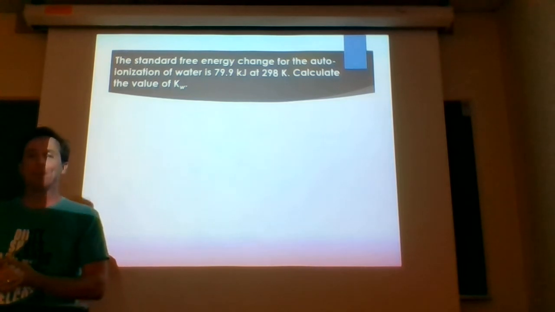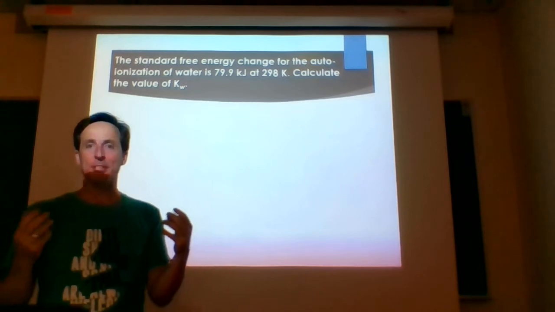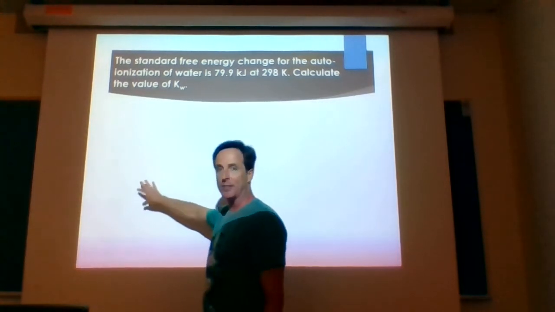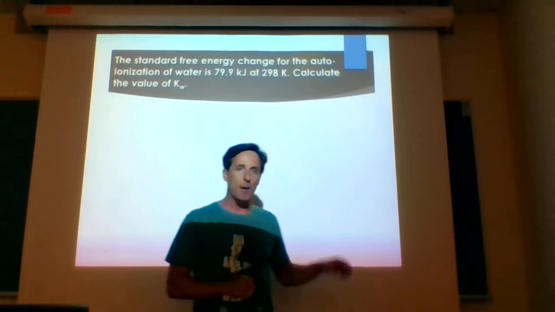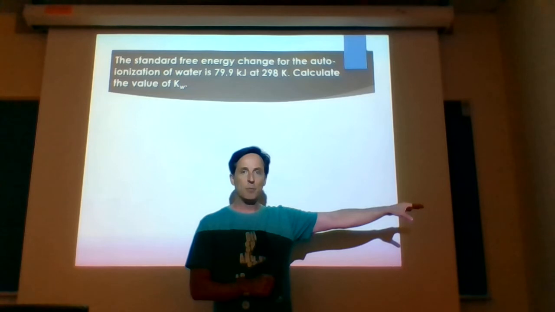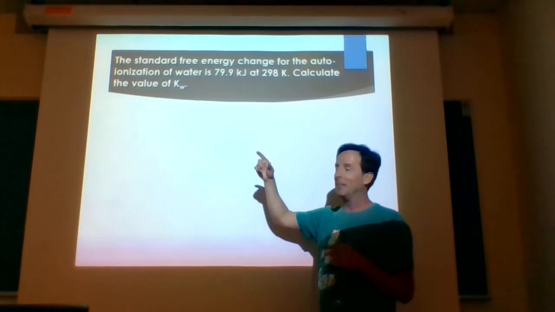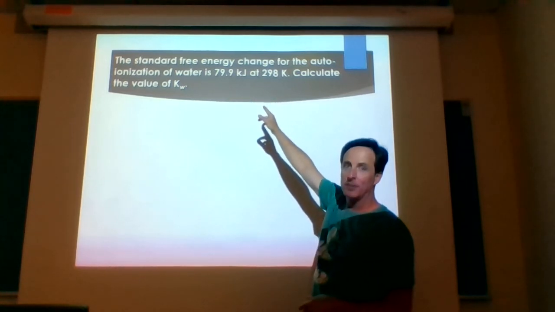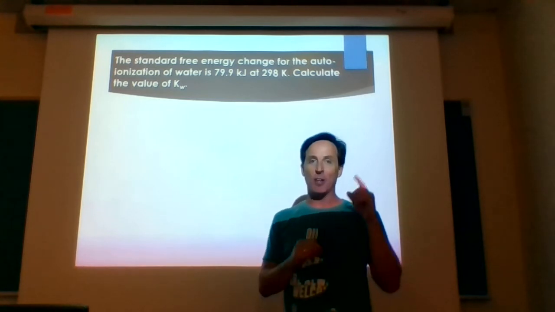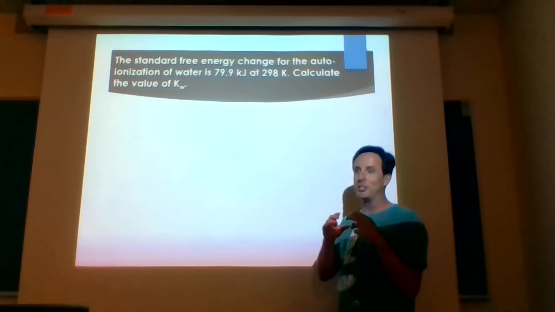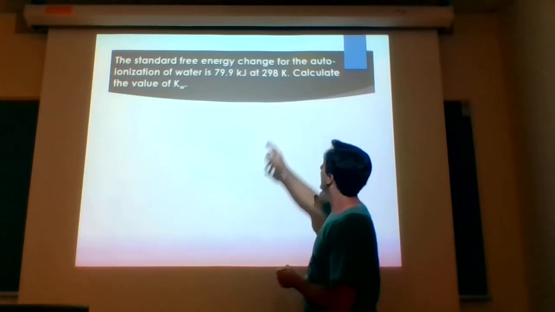So I have a reaction. It's the auto-ionization of water. So this is the reaction we wrote in chapter 16, H2O plus H2O. One water gives a hydrogen to the other water to form H3O plus and OH minus. So that's the reaction it's talking about, the auto-ionization of water. And it gives me the standard free energy change. You need to know that if it says the standard free energy change, that means it's delta G naught. They're giving you delta G naught is 79.9 kilojoules at 298 Kelvin.